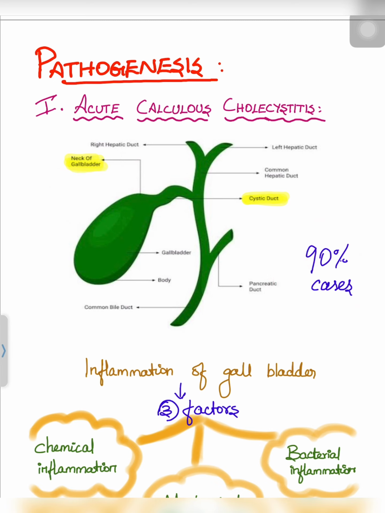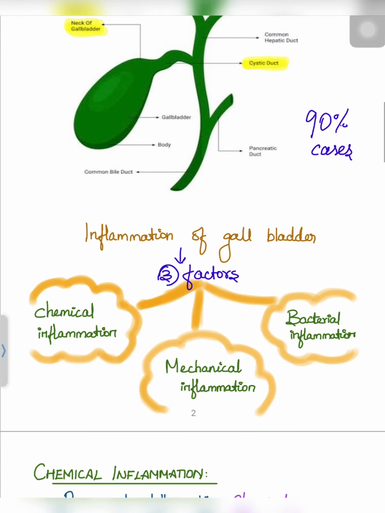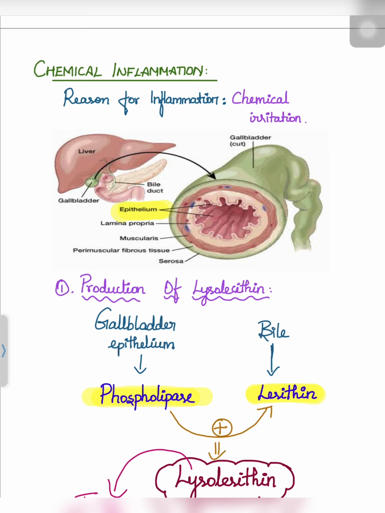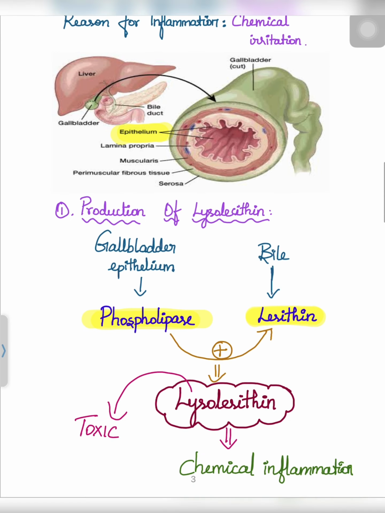Okay? Now, the inflammation of the gallbladder, we are going to discuss in three broad topics: chemical inflammation, mechanical inflammation, and bacterial inflammation. First, chemical inflammation. The word itself says chemical inflammation, so the reason for the inflammation is chemical irritation. Let's see what are all those chemicals which cause irritation and lead to inflammation.